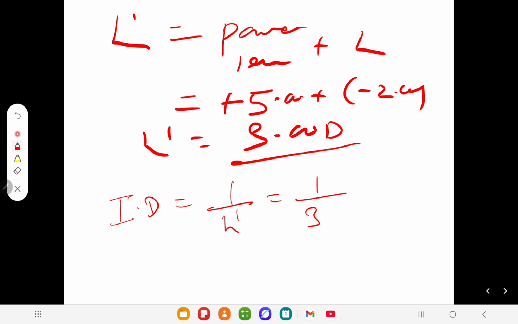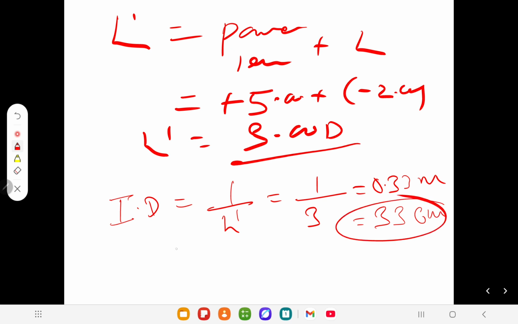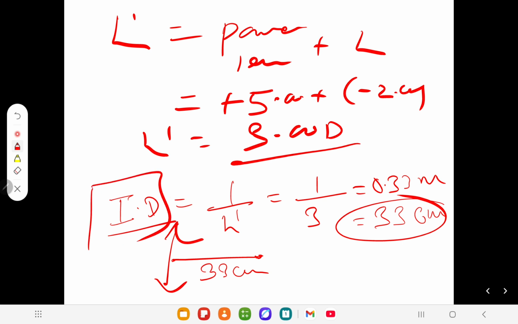1 divided by 3, which is 0.33 meter, which is basically 33 centimeter. So 33 centimeter in what? In plus. So again we know, if it is a lens, then plus means towards the direction of light. So which is basically 33 centimeter from the lens towards the right side, somewhere like this. Isn't it simple? So it's very simple to calculate image distance.